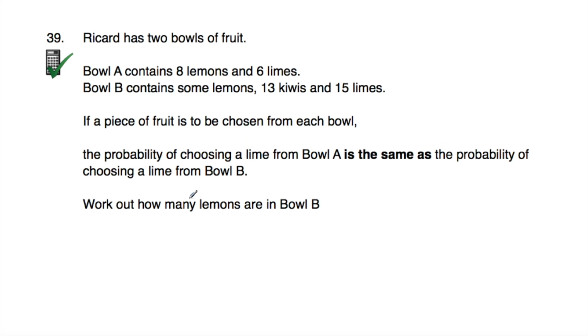And the question says, work out how many lemons are in bowl B, because obviously we don't know how many lemons are in bowl B, we've just been told some lemons are there. Okay, so let's have a look at bowl A to begin with, because we know the probability of choosing a lime from bowl A is the same as the probability of choosing a lime from bowl B. So let's focus on bowl A to begin with, and let's find the probability of choosing a lime.